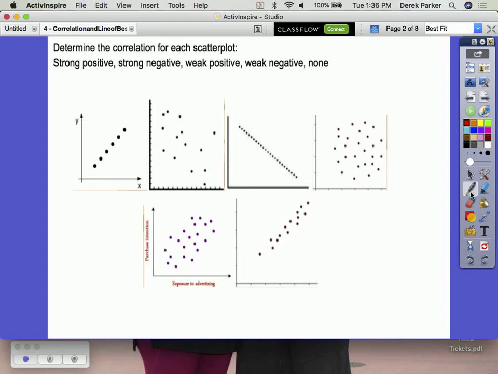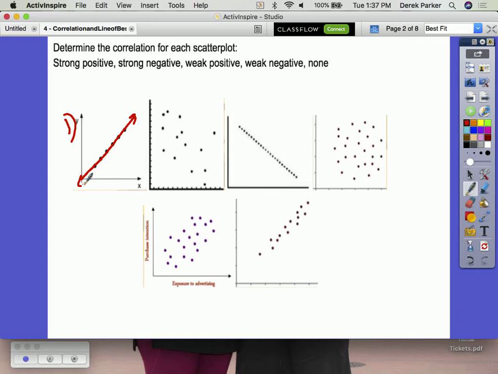For the first scatter plot, call it 1, that is called a strong positive. There's my line of best fit. Okay, I'm trying to draw it through the scatter plot. And it is a positive slope, so that means strong positive. Next.